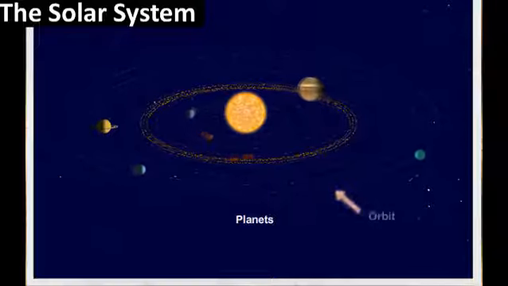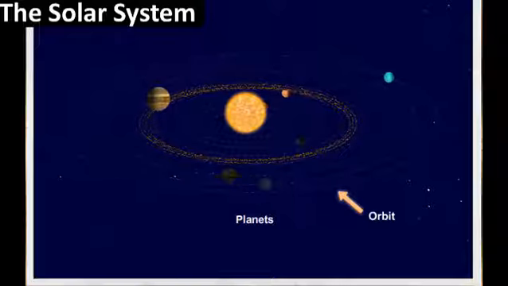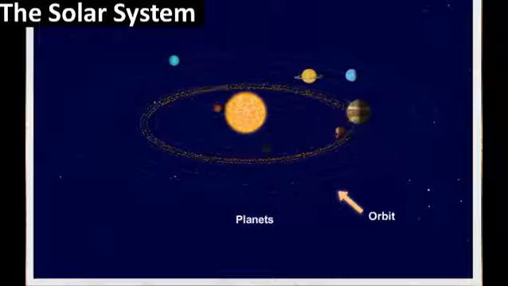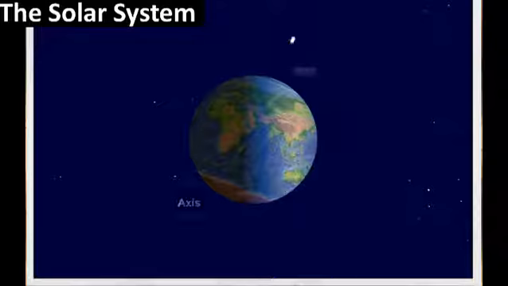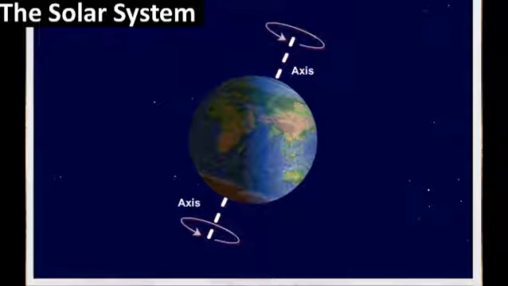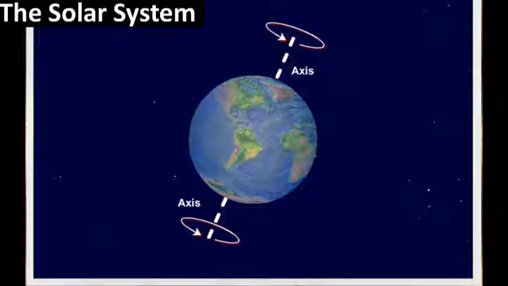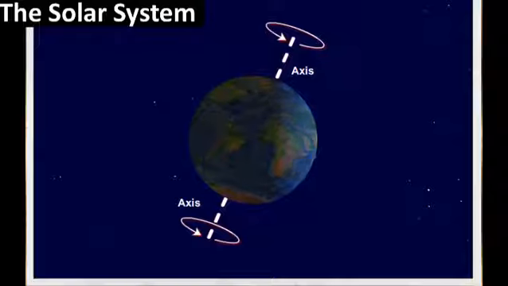All planets of the solar system revolve around the Sun in a fixed orbit. The Earth takes about 365 1/4 days, that is 6 hours and 8 minutes, to complete one revolution around the Sun. Planets also rotate on their axis. The Earth's axis is always inclined in the same direction at an angle of 23.5 degrees to the vertical. This inclination of the Earth's axis, together with the Earth's revolution around the Sun, causes seasons.